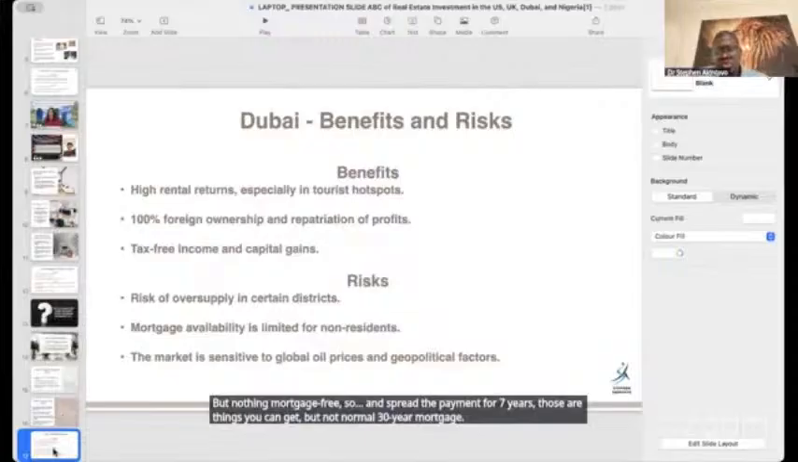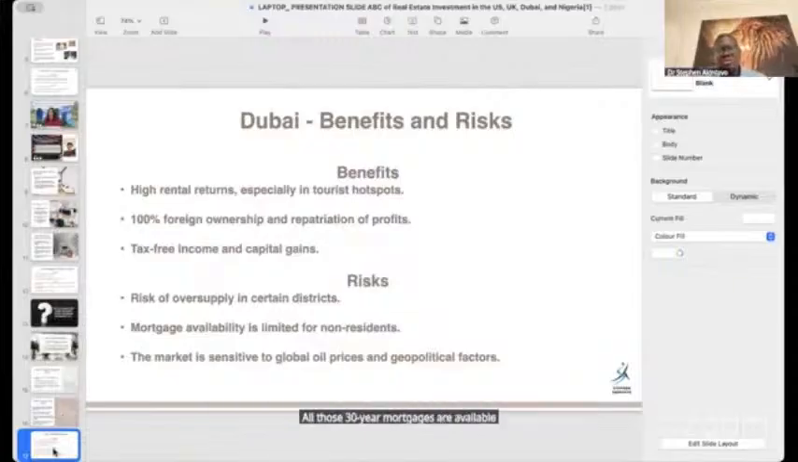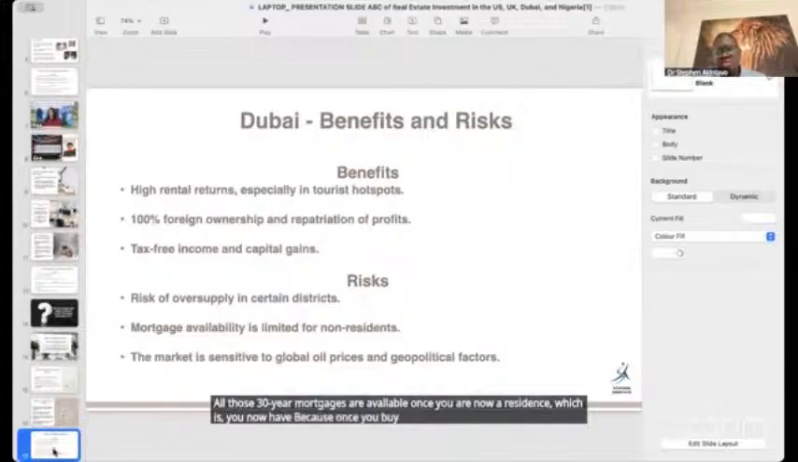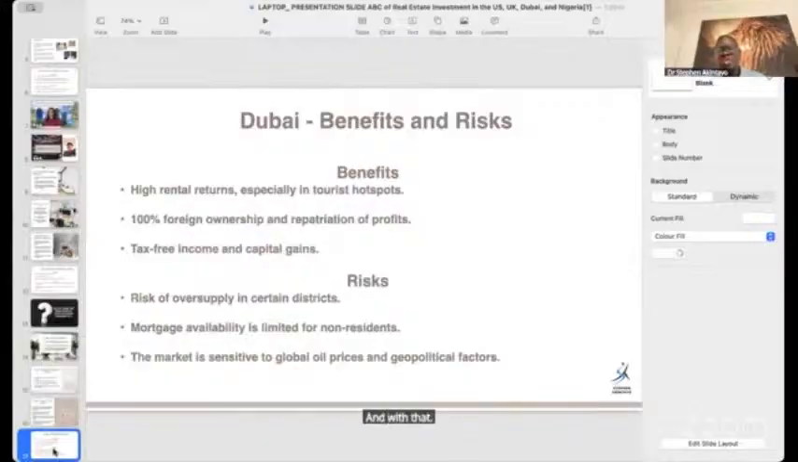All those 30-year mortgages are available once you are a resident, which you now are, because once you buy property, like we said, 2 million dirhams, you get a golden visa, and that makes you a resident. And with that, on your subsequent property, you can get up to 80% mortgage, where you just drop 20% and the mortgage institution takes care of the remaining 80%.